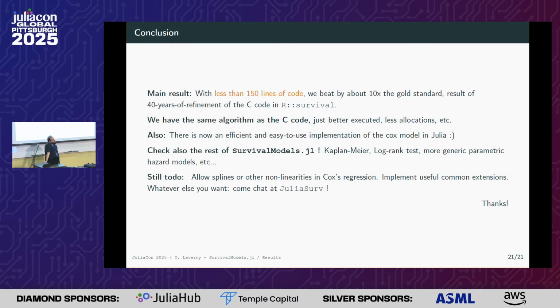Sure. Yeah. So one is time varying covariates. Is that in your to-do? Is that like splines and nonlinearities? Is time varying covariates in there? Yeah, this could be. Yeah.